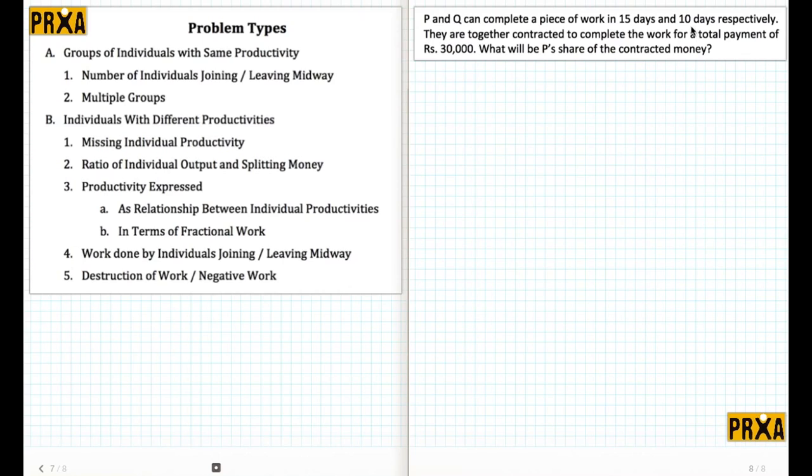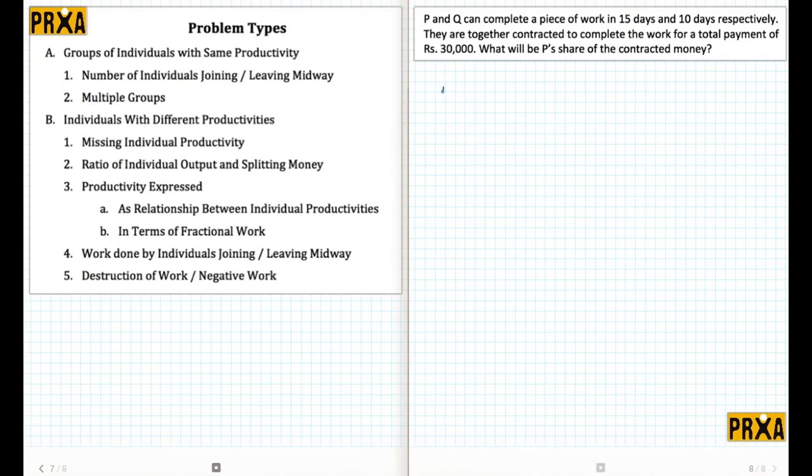So this would remind you of A alone finishing the job in X days, so their productivity per day being 1 by X and so on. So that's exactly what has been mentioned here. Now in the next part of the problem, it says that they are together contracted to complete the job for a total payment of rupees 30,000. Right, so why don't we come back to this a little later. But first let's write down this problem in the format that we understand.